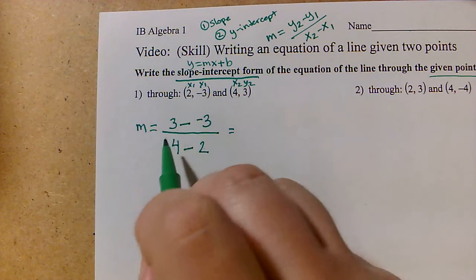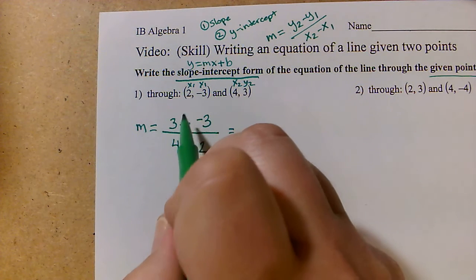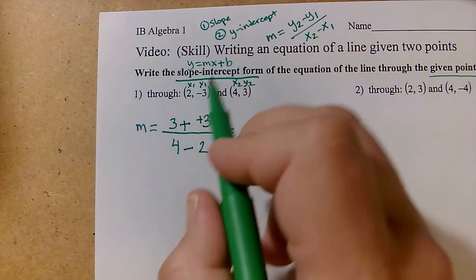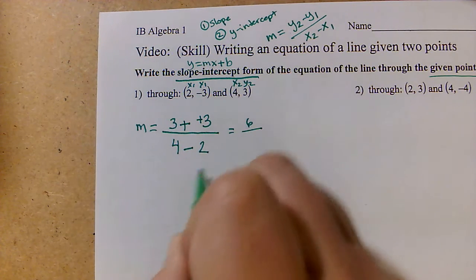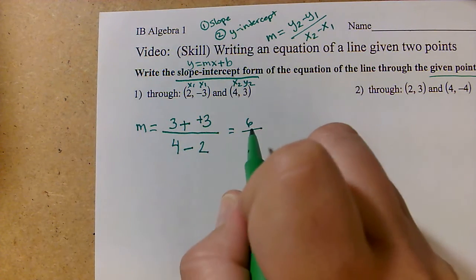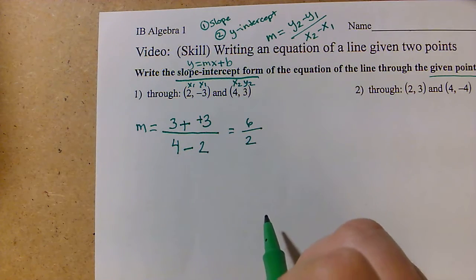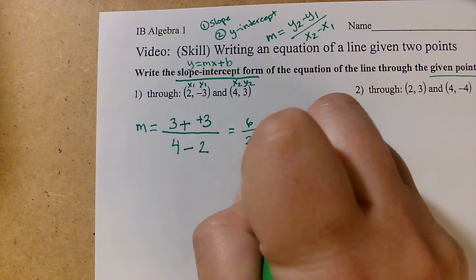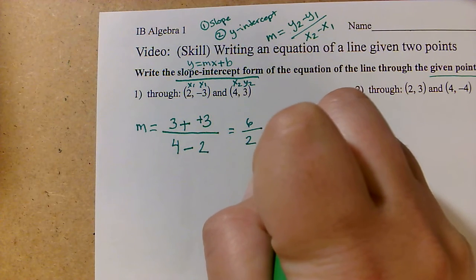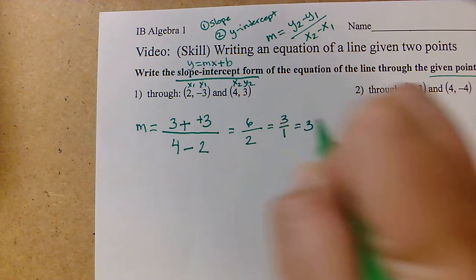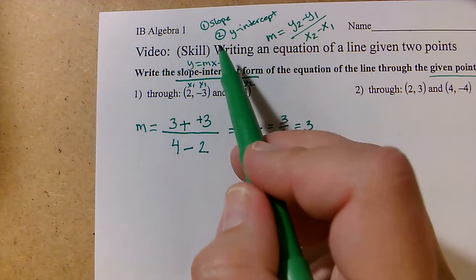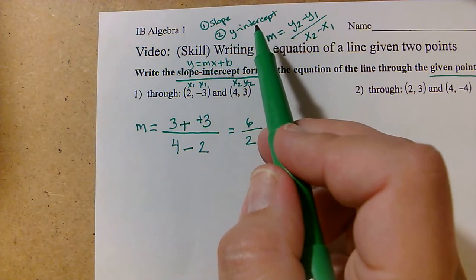So in the numerator, because I'm doing 3 minus -3, those are actually going to cancel each other out and become positive. So it's 3 plus 3, which is 6. In the denominator, it's 4 minus 2, which is 2. So our slope is 6 over 2, or if I reduce that, it's 3 over 1, or just 3. So first thing we did is find our slope. Second thing we need to do is find our y-intercept, which is our b value.